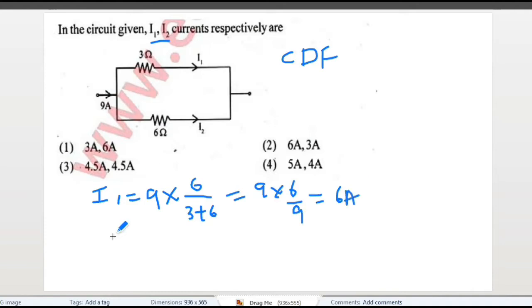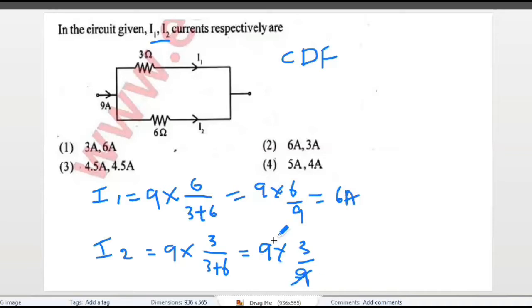And if you want to find the current I2 in the 6 ohm resistance branch, again the same 9 amperes total current multiplied by the opposite resistance. As we need to find the current flowing through the 6 ohm resistance, opposite to this branch is the 3 ohm. So 3 divided by the sum of the two resistances which are in parallel, 3 plus 6. So this is again equal to 9 multiplied by 3 divided by 9.